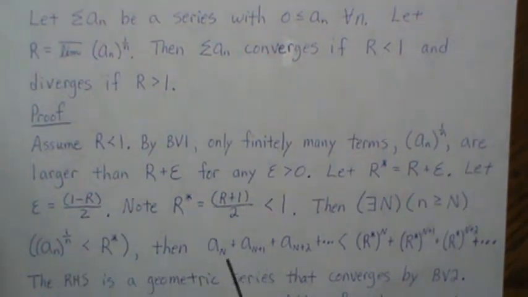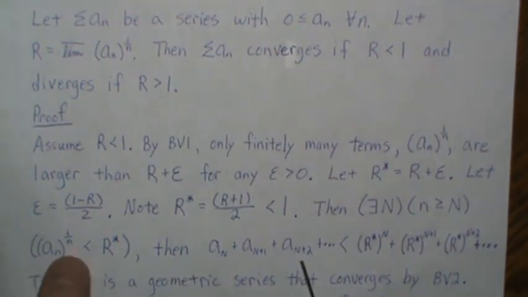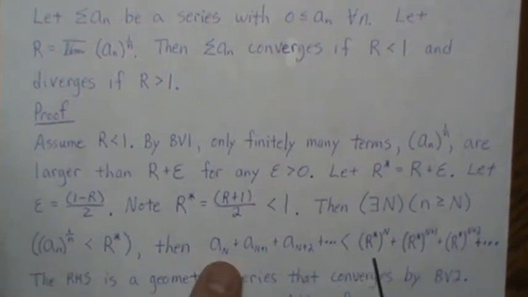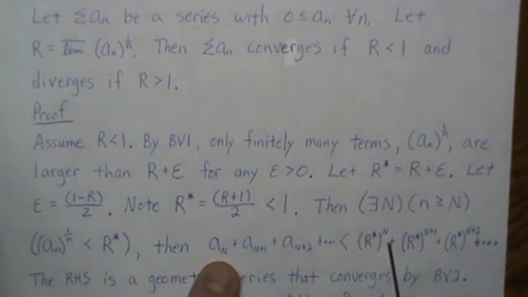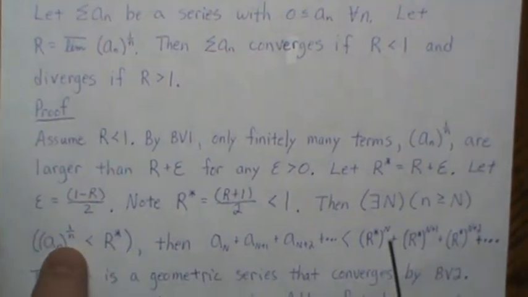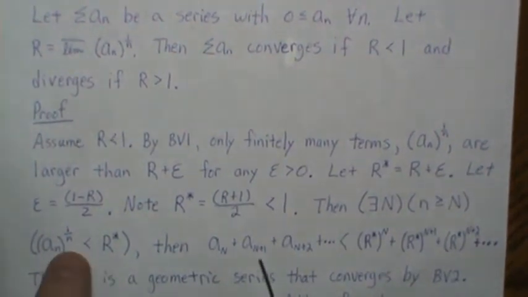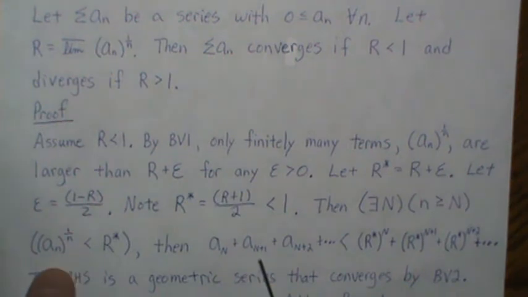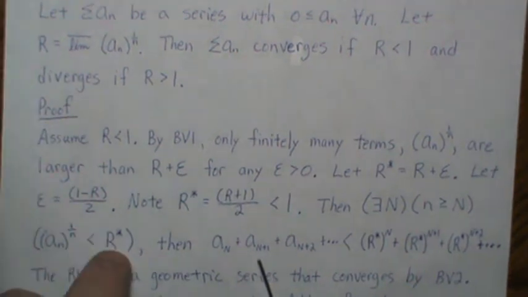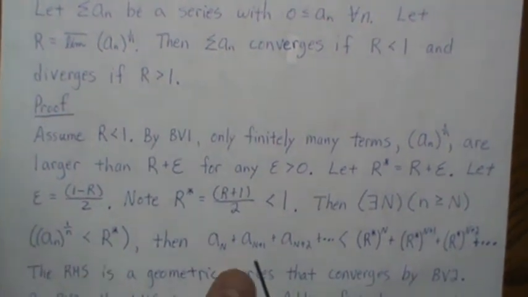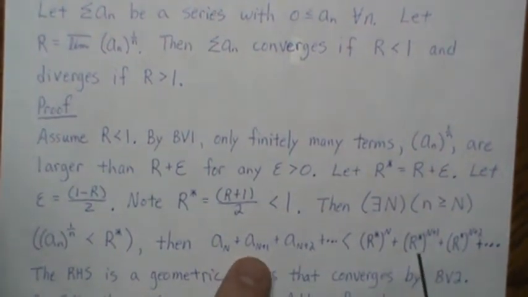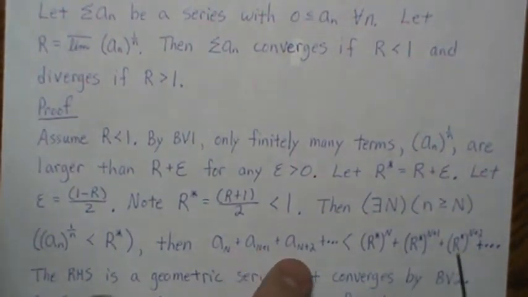So if we look at our original series, starting at a_N, and a_(N+1), a_(N+2), then based on this, we know that a_n is less than R star to the nth, right? Because we take the nth power to both sides, then this is true. And for this one, it would be the n plus 1th root of a_(n+1). So we raise each side to the n plus 1, and we get this. This is less than that, and so forth.